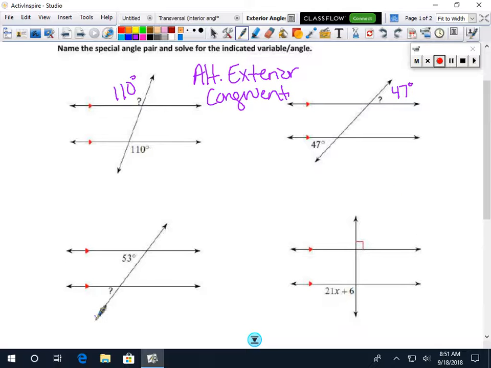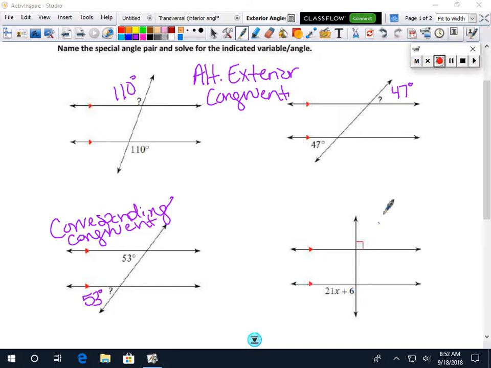Looking at this next example right here, I have one angle that is exterior, the question mark is exterior, 53 is interior. Since one is exterior and one is interior, and they're on two different lines, I see that these angles are in the same place. These are corresponding, and I know that corresponding angles are congruent. So the question mark would then be 53 degrees.